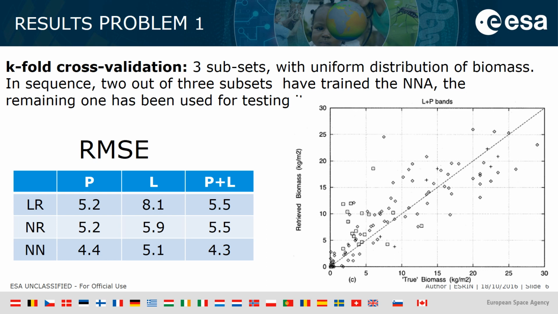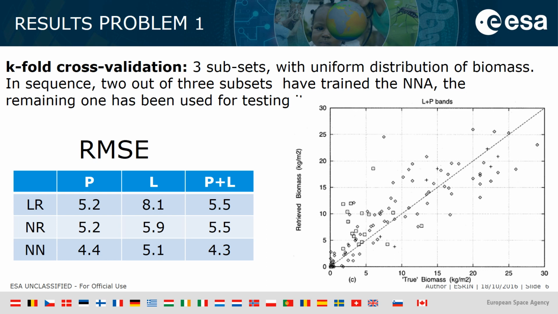Here are the results for 3 different models: neural network, linear regression, non-linear regression. This is the root mean square error, and you see that the neural network has the best performance in terms of root mean square error, but also in terms of positively combining the P band and L band backscattering coefficients. So you see that, for example, non-linear regression gets a better result just using L band rather than using P plus L band. Why is this not true for the neural network?